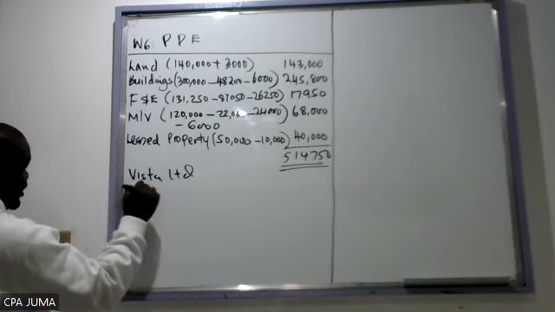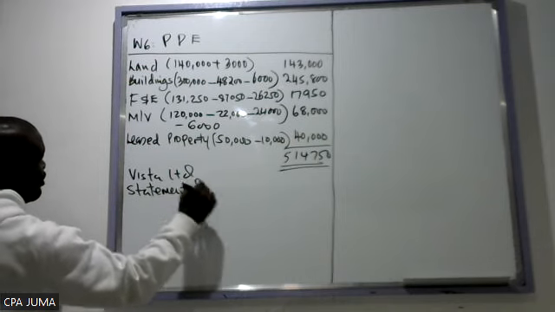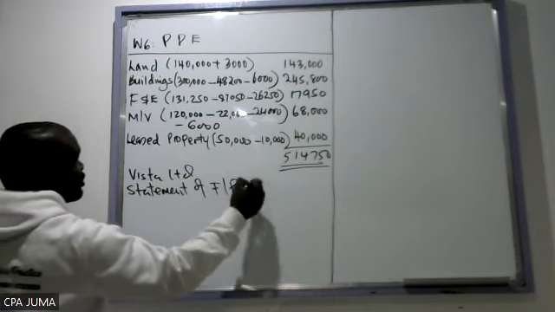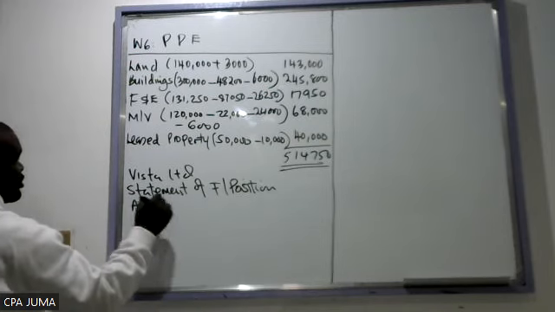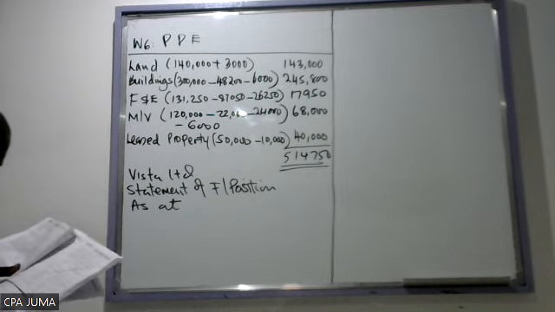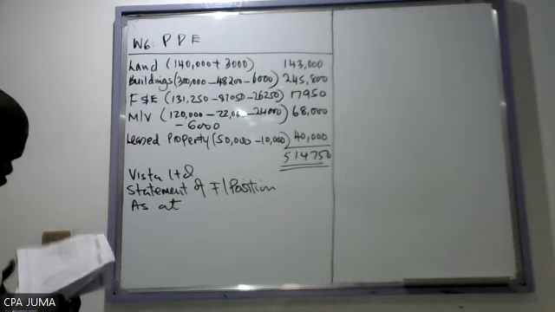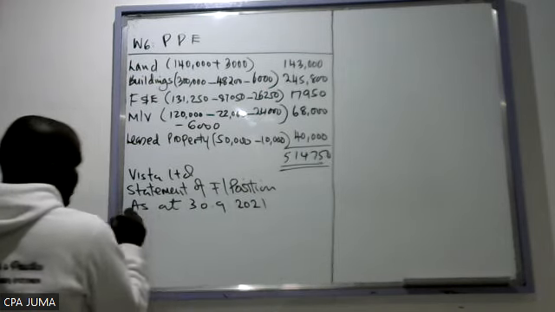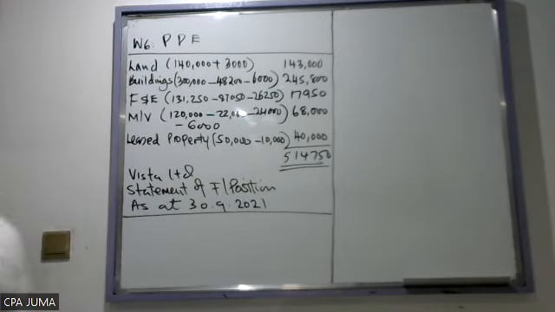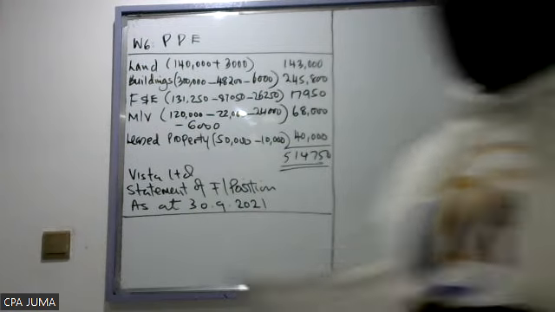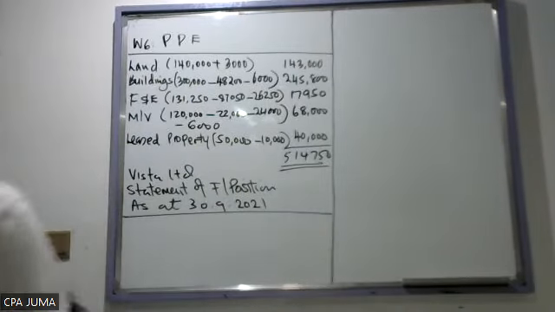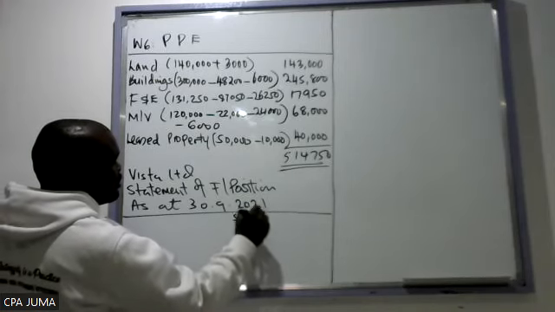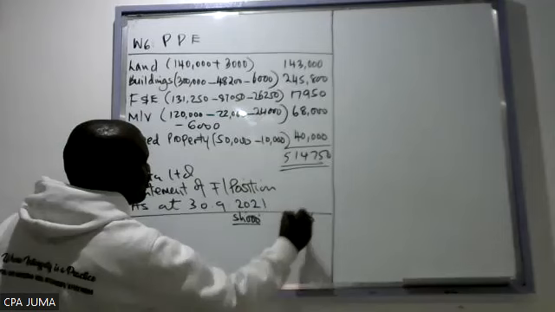So let's write here, Vista Limited statement of financial position as at 30th September 2021. So shillings are in thousands.